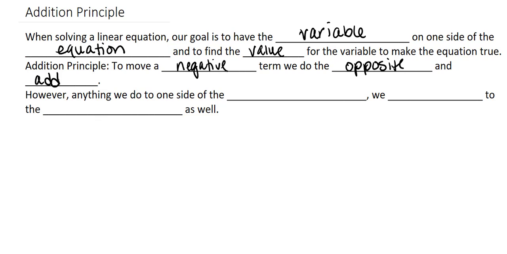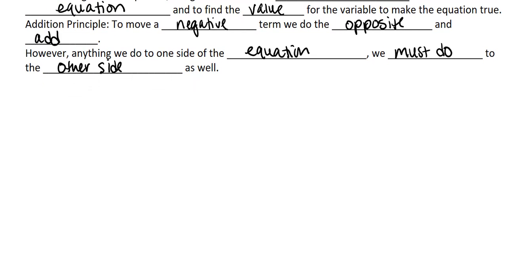However, anything we do to one side of the equation, we must do to the other side. So let's go over an example. If we think of an equation like a teeter-totter or a scale, you want it to be completely equal on both sides. If we were to weigh something, you want these to be equal. That's the same thing in the equation.